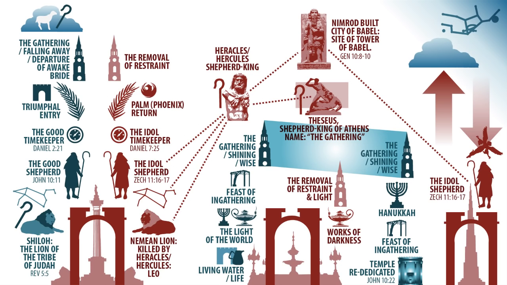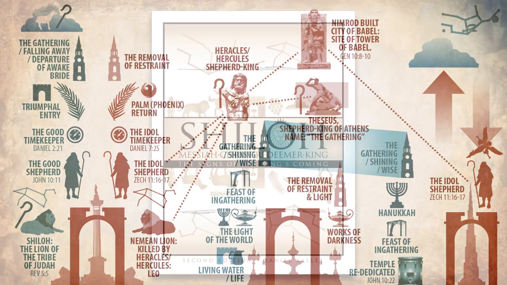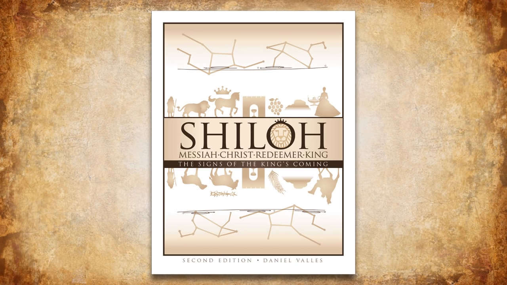And so as the idol shepherd, he will then turn on the Hebrew people and turn to devour them. They fully understand what time it is prophetically. They understand the Shiloh prophecy. And they understand that time is very short. If you haven't yet, definitely download our Shiloh booklet where we talk about, I love these signs come together, including the Revelation 12 sign, and how these signs are all about the sign of the king's coming.